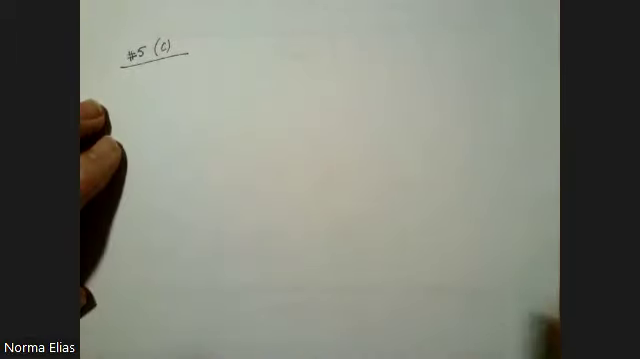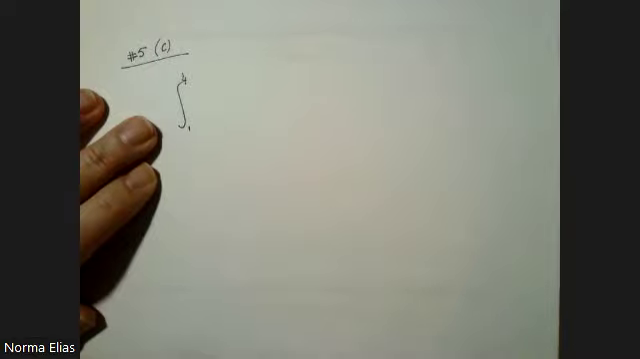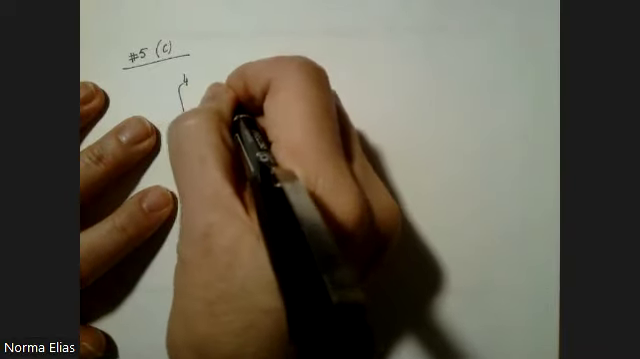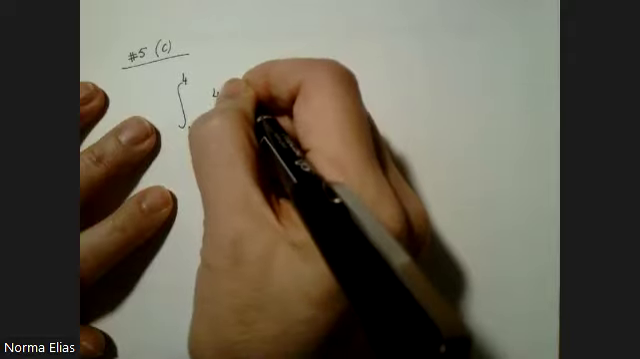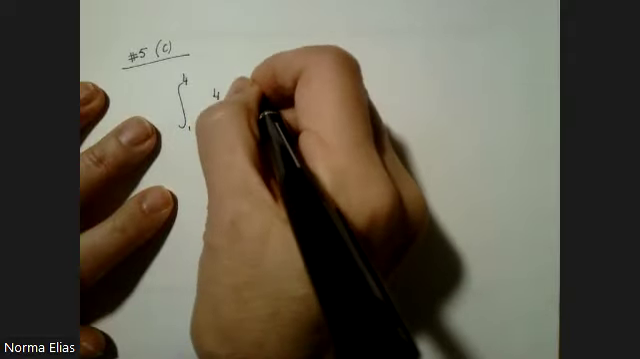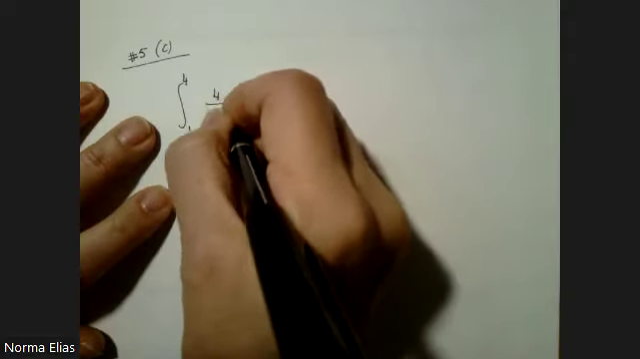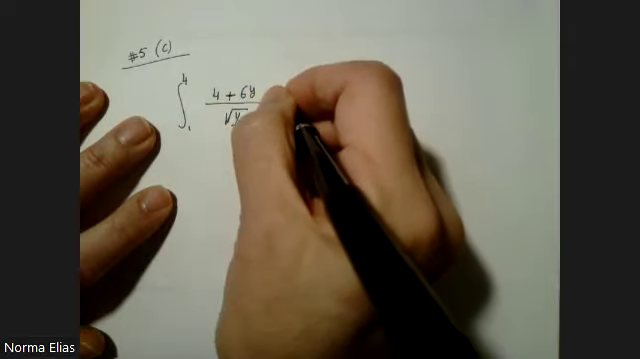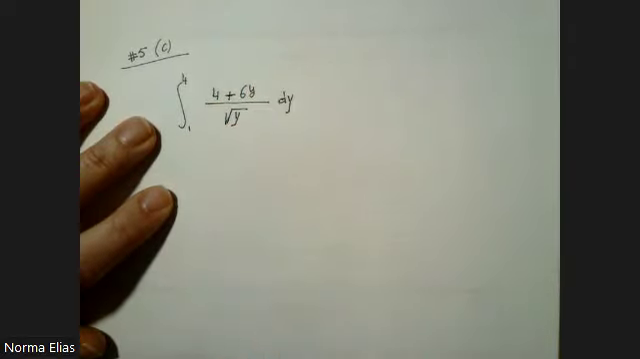And the question is, I wanted you to evaluate, by mistake, I assigned number 4. I didn't have that in mind. Integral from 1 to 4 of the following: 4 plus 6y, divided by the square root of y, dy.